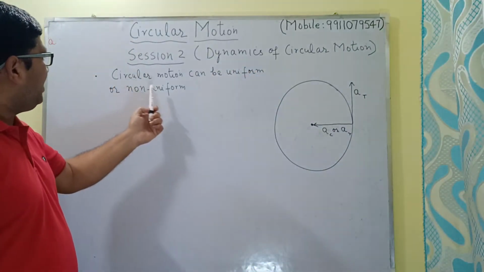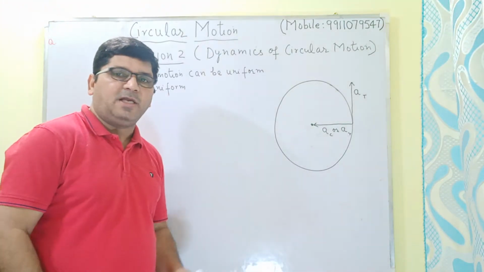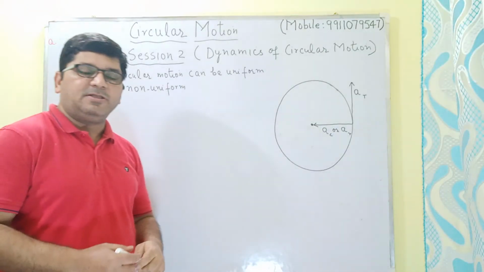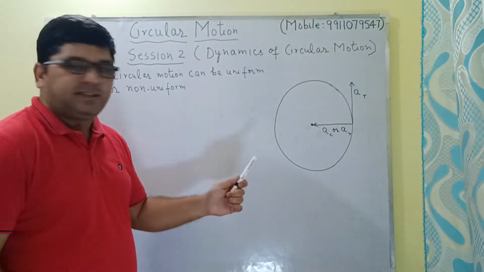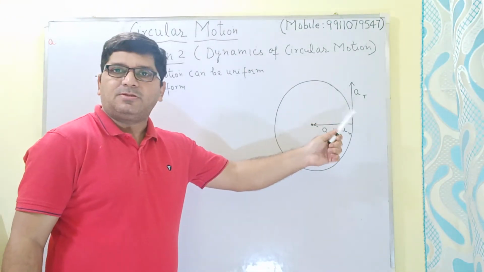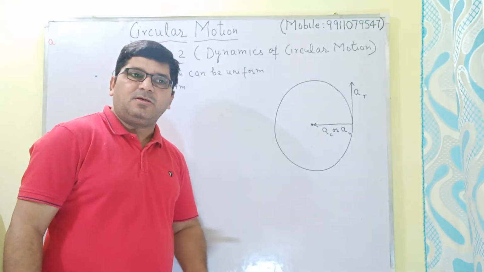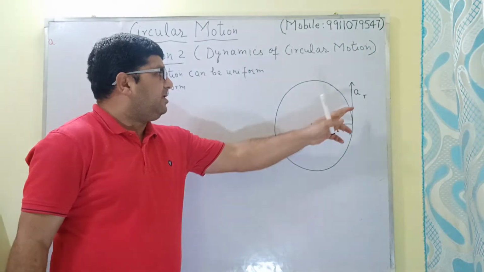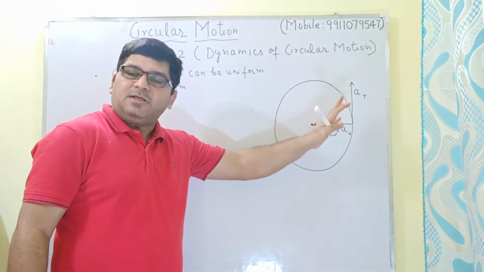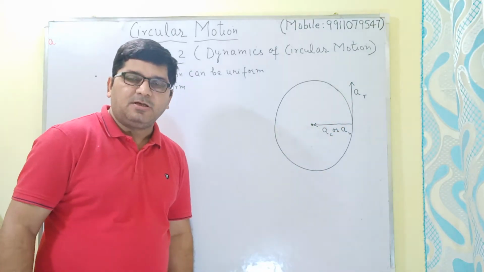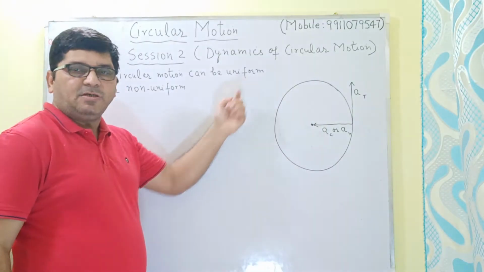In the previous session, we discussed that circular motion can be uniform as well as non-uniform. In the case of uniform circular motion, the linear or tangential velocity remains the same, it doesn't change. And in the case of non-uniform circular motion, this tangential velocity, or linear velocity, is not constant. It keeps on changing. So first we will take up the uniform circular motion.